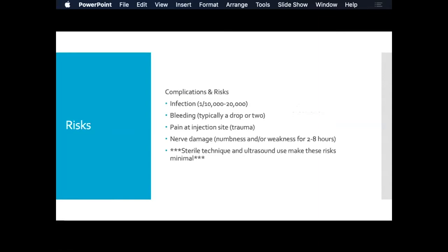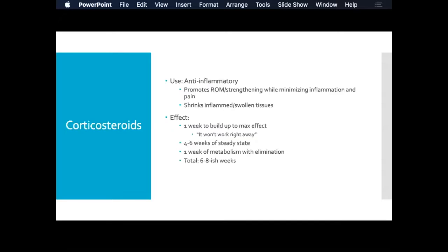Complications and risks: infection, super low. Bleeding, usually not an issue. Okay, hopefully not. Pain at the intervention site, you're instigating trauma. Nerve damage, numbness or weakness for like 2 to 8 hours. So if you're injecting one thing and the lidocaine seeps over into a nerve, they'll get numbness or weakness, but that usually is going to dissipate with the lidocaine. Using sterile technique and ultrasound to identify structures makes these risks just absolutely minimal.